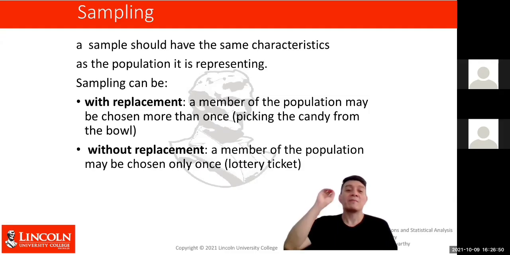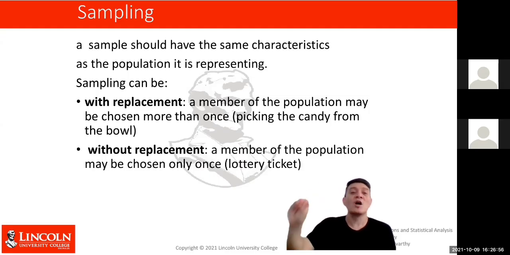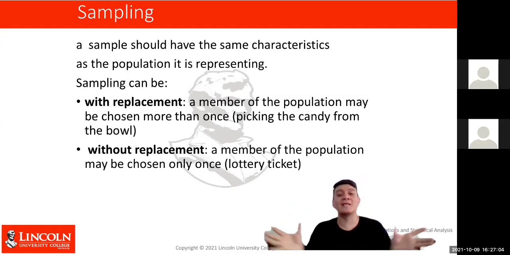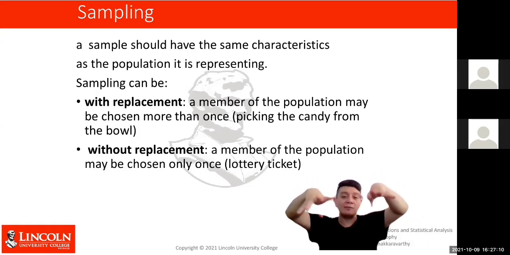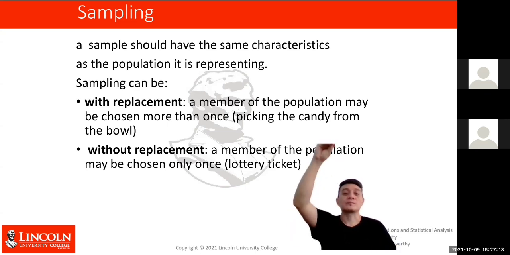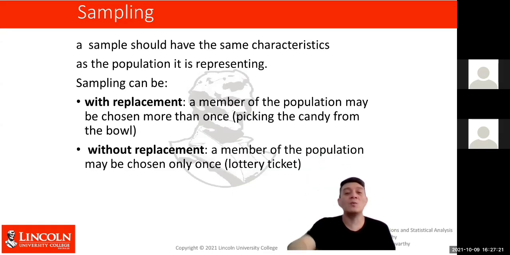With replacement: sampling can be with replacement or without replacement. A sampling with replacement is where a member of the population may be chosen more than once, like picking candy from a bowl. Like a fishbowl, the fishbowl technique of sampling. You put all the population there with replacements, then you choose randomly what is inside your general population. So that will be a non-biased way to take your sample size.